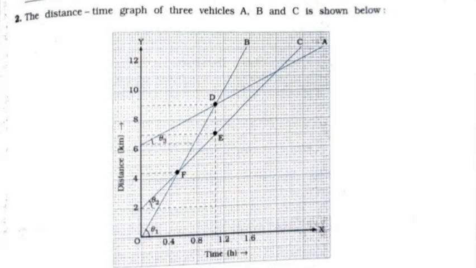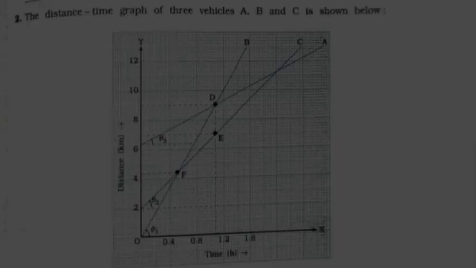Now second one is, the distance time graph of three vehicles A, B and C is shown below. Study the graph and answer the following questions. First one, which of the three is traveling the fastest? Second, are all the three ever at the same point on the road? Third, how far has C traveled when B passes A? And fourth, how far has B traveled by the time it passes C?